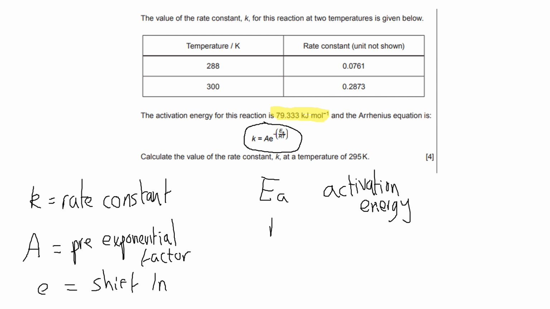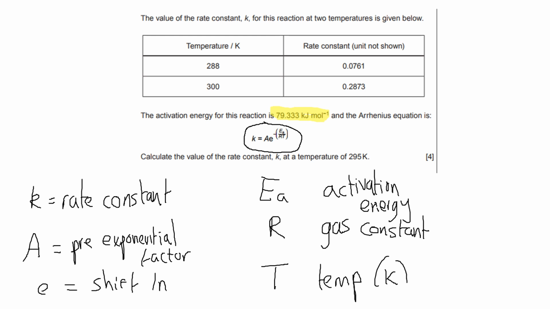R is the gas constant, and it is just on your data sheet. So the gas constant. And then T is the temperature, which needs to be in Kelvin. So if the data gives you degrees Celsius, you'd need to convert it into Kelvin first. So that's all the different terms of the equation.